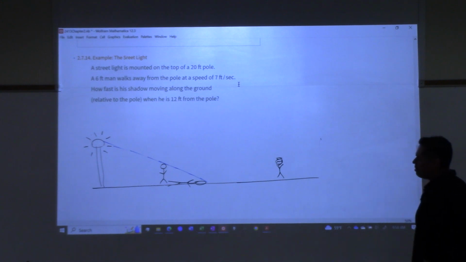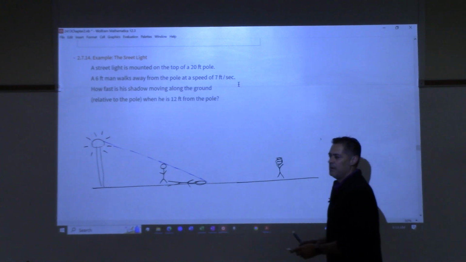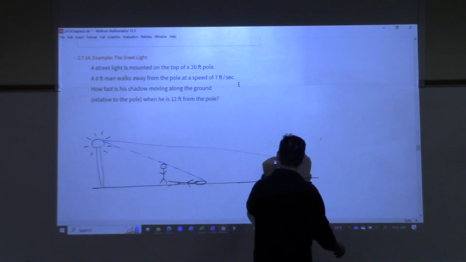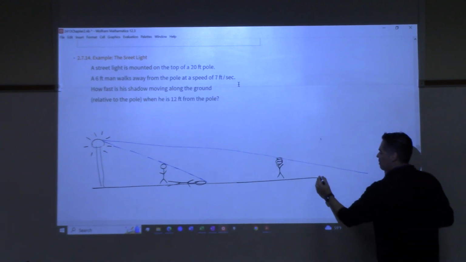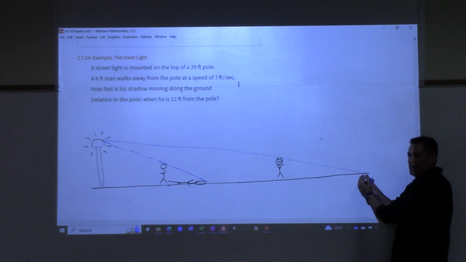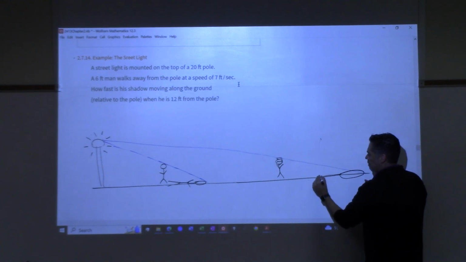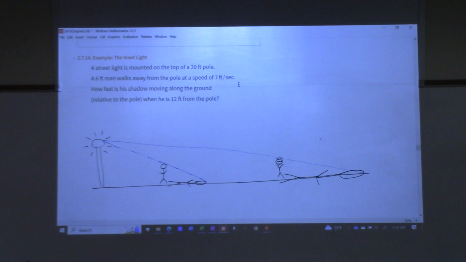Is his shadow longer or shorter now? Longer, right? His shadow is longer because the tip of his head now, the shadow has to be out here, doesn't it? So, I'm not drawing this to scale, but just to give you the idea, right? Like the shadow is longer, isn't it?